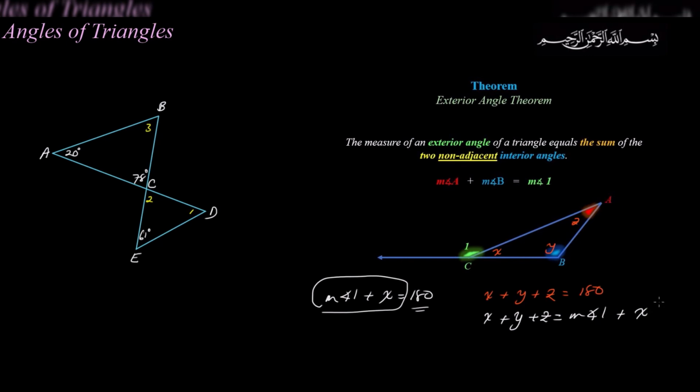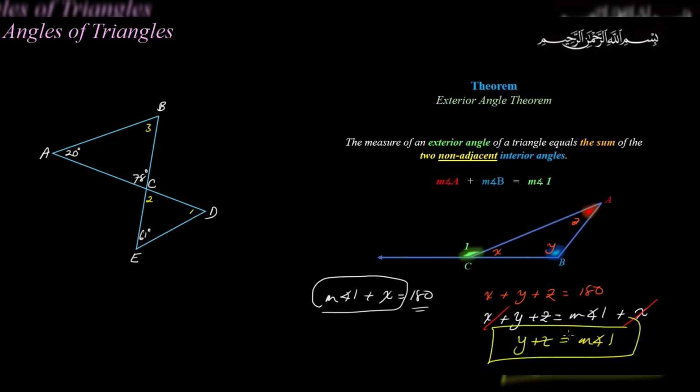And then watch, you can subtract X from each side, then you get the measure of angle 1 is equal to Y plus Z, easy peasy. Because they are all supplementary, that means that the measure of angle 1 is equal to the sum of the other two angles, and that's easy enough. And we can do this with an example as well.